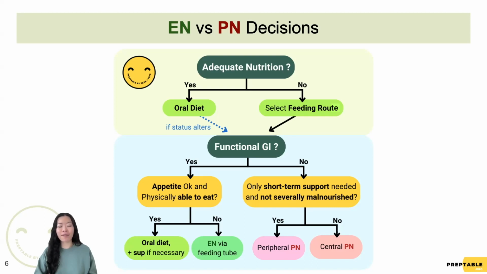On the flip side, if the GI is not working, we will need to decide which PN is more appropriate. To figure this out, ask yourself, does my patient need only short-term support and is not severely malnourished? If the answer is yes, choose PN via the peripheral vein. If not, choose PN via the central vein. I hope this decision tree can help you, and this is a good time to pause the video and fill out your decision tree on your worksheet.